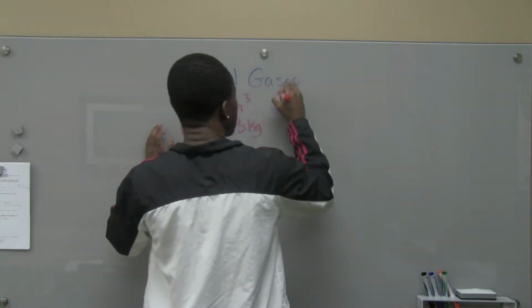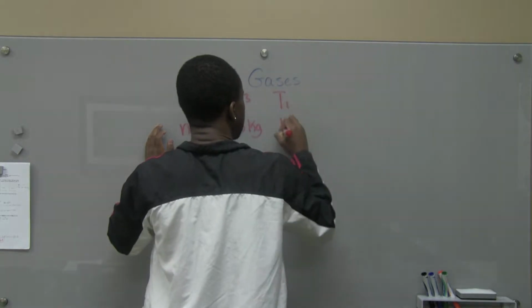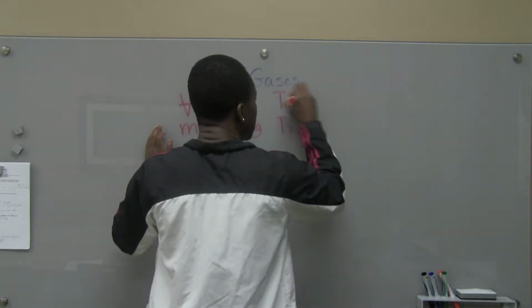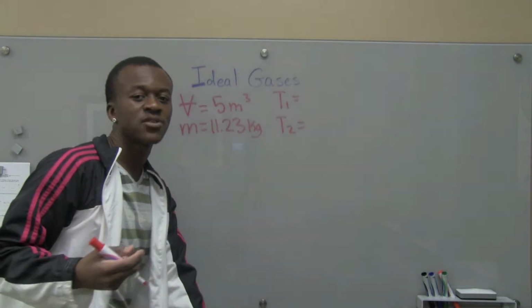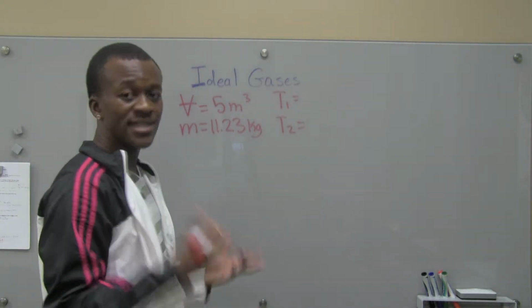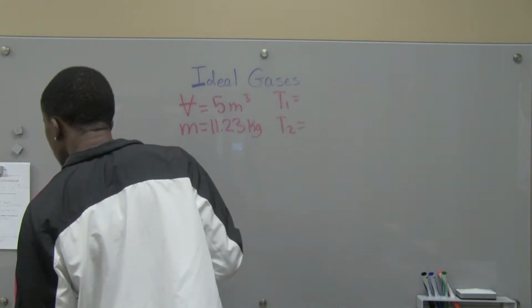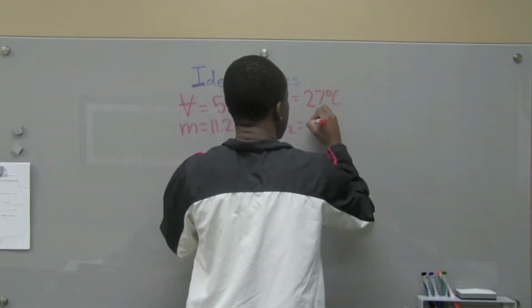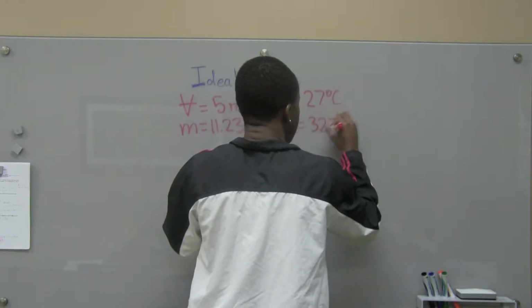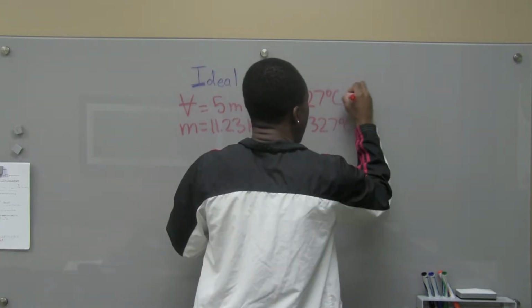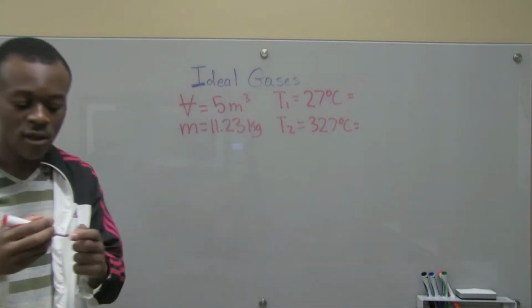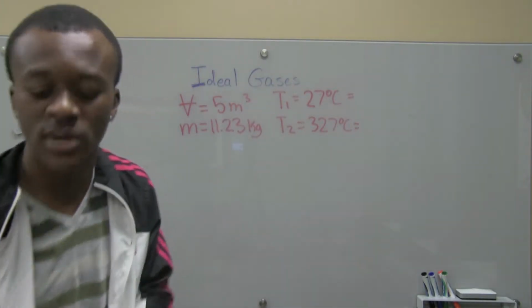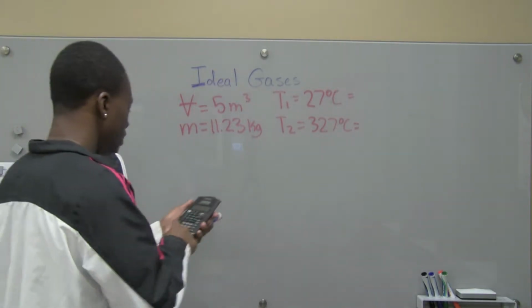I have two temperatures, right? So I like to write T1 as my temperature for state 1, and T2 as my temperature for state 2. So T1 is 27 degrees Celsius, and T2 is 327 degrees Celsius. And right off the bat, I like to turn those into Kelvin. When you're dealing with an ideal gas, always convert to Kelvin.